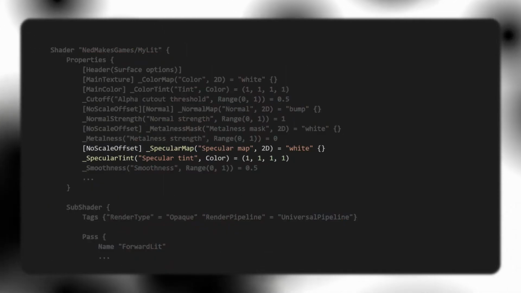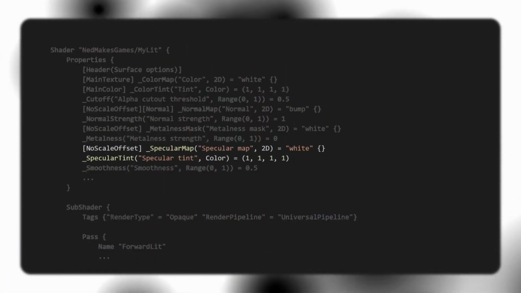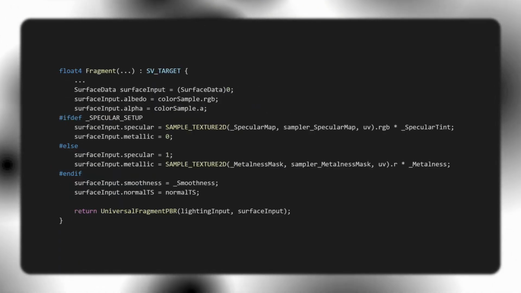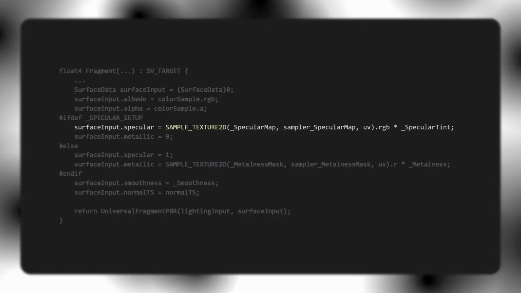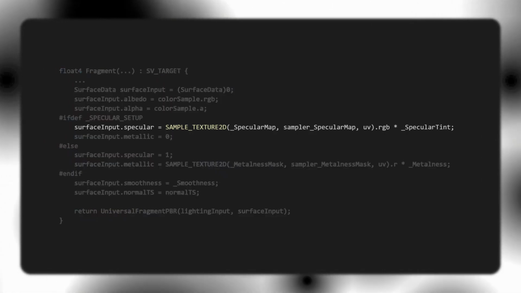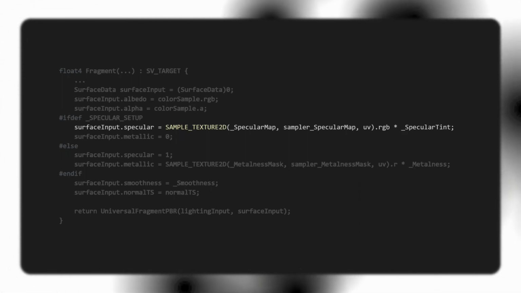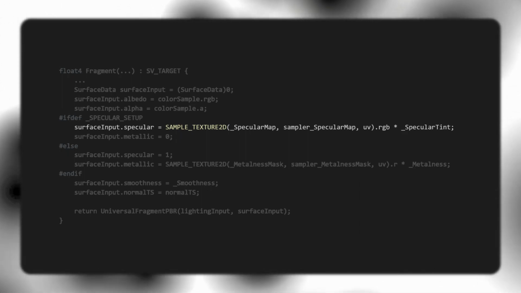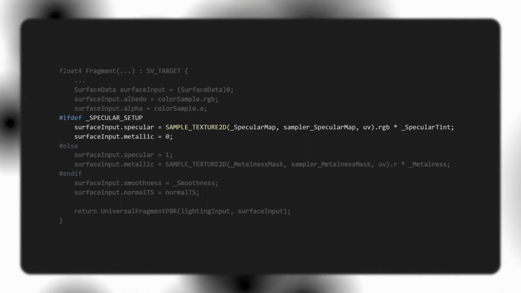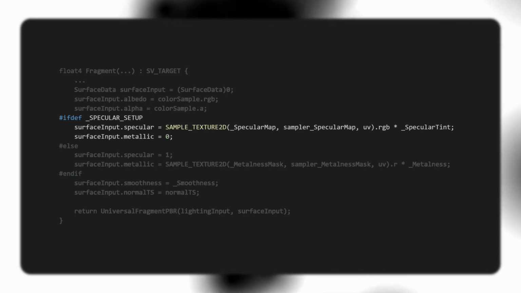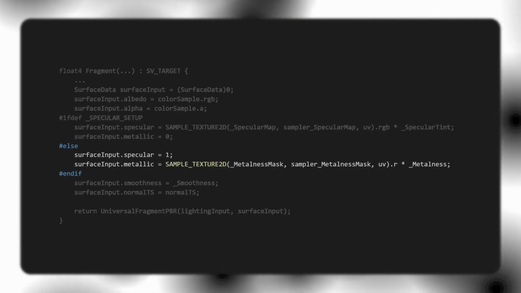We'll also need properties for the specular texture and tint. Define them in mylit-common.hlsl as well. In mylit-forward-lit-pass.hlsl's fragment function, sample the specular map and multiply the color by the specular tint. In specular workflow mode, Universal Fragment PBR actually ignores the metallic value. Use this hash if block to set the specular color if specular setup is enabled, and metallic otherwise.